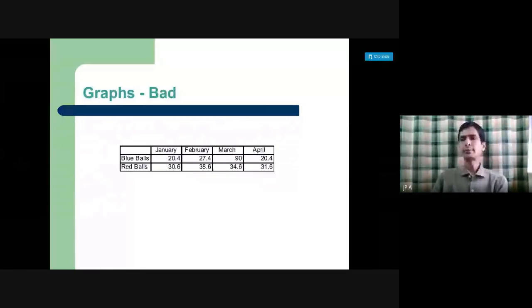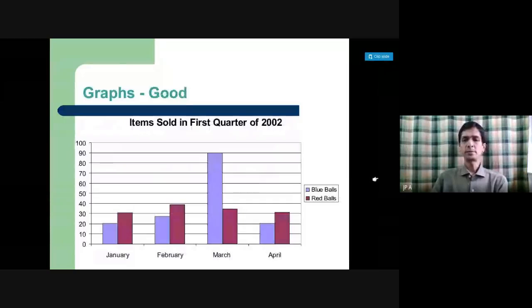This is okay in a textbook, but for a slide presentation, this is not suitable. So this is a good example. The same thing is represented here in the form of a graph. Then the audience get a proper understanding. So the sale of the balls, how it changed during the different months, is very clearly shown by the bar graph. This is an example of a bar graph, using bars.